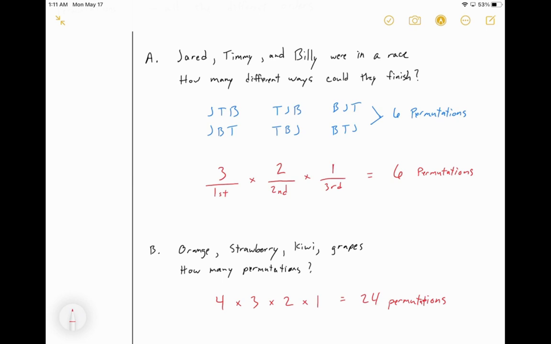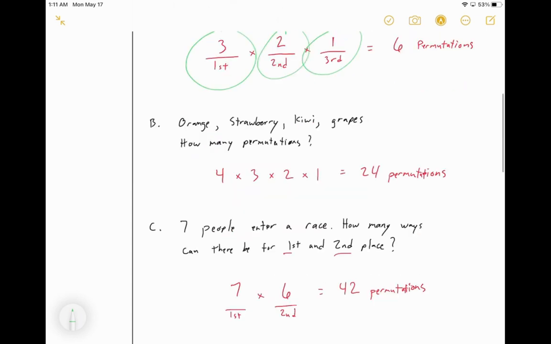It's just how many things are possible, and then you multiply them. And that's a good trend for probability in general. Think of what's possible for each step of the way, and then multiply them together. So if you're looking at this, there's 3 possible for the first, which leaves only 2 possible for the second, which leaves only 1 possible for the third. Multiply them all together, you get 6.